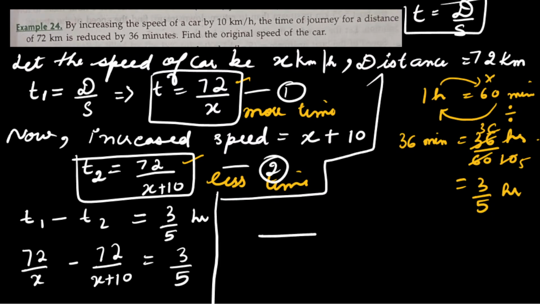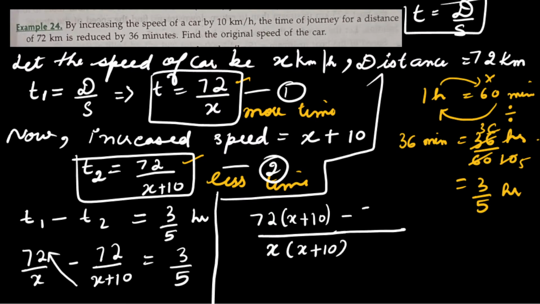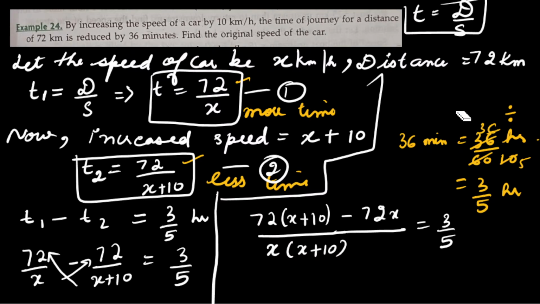So what is their LCM? Their LCM is the multiplication of the denominators, so x into x plus 10. And here in the numerator what will we get? 72 into x plus 10 by cross multiplication, minus 72 into x. So here also we'll do cross multiplication. This process you always have to follow. It is equal to 3 by 5.